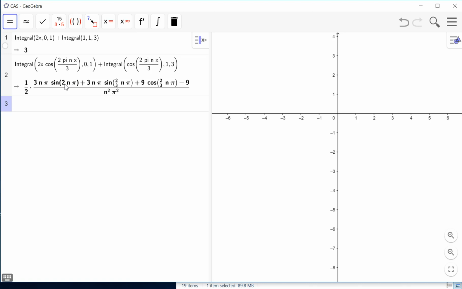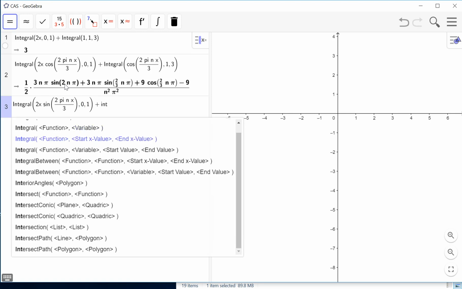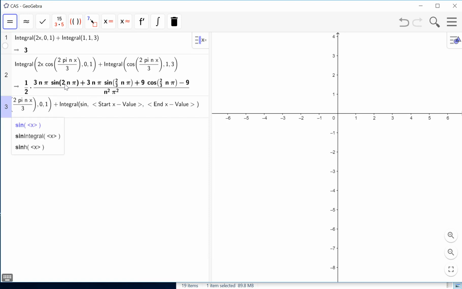All right, so I want to do the same thing now for sine. I'll type in the integral of 2x sine of 2 pi nx over 3, and again, that's from 0 to 1. And I want to add on the integral of 2 times the sine of 2 pi nx divided by 3, and that's going to go from 1 to 3.